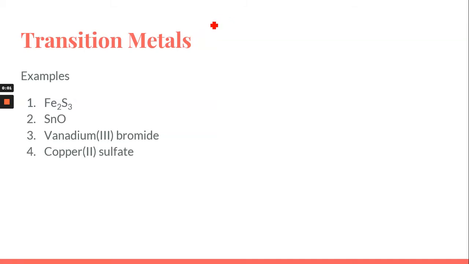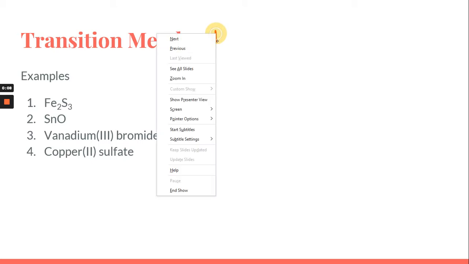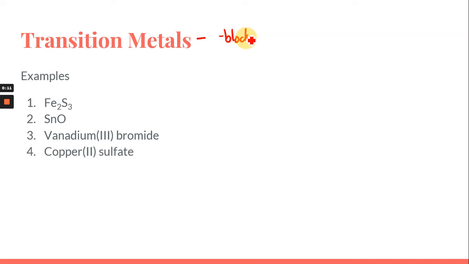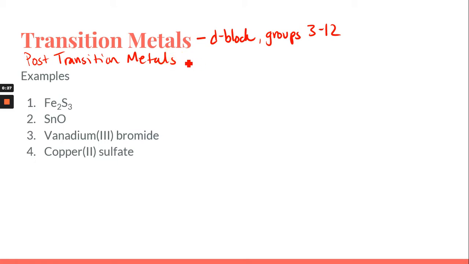Okay, so the last type of naming that we have to worry about right now is the transition metals. Remember, transition metals are in the D block, and that would be groups 3 through 12. This is also for post-transition metals, which hopefully you know are the metals in the P block, but not aluminum. So for any of those metals, we have to specify what the charge is, and we do that by using a Roman numeral. Otherwise, it can form various charges.